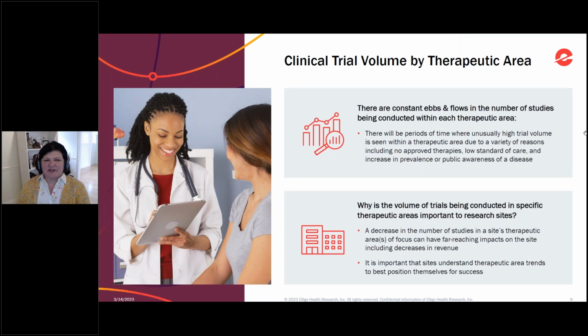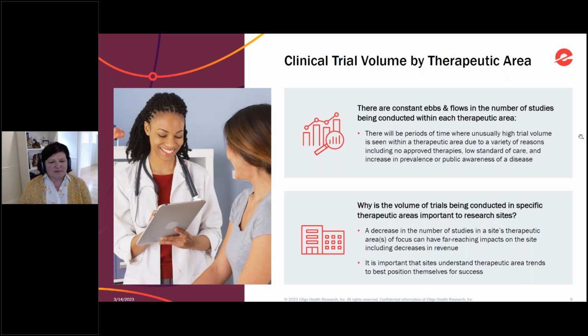So as we think about managing the volume by therapeutic area, I'm sure you've all seen that there are natural ebbs and flows in the number of studies being conducted within any therapeutic area. There's sometimes a high degree of interest or some sort of prevalence or public awareness of a disease like COVID, or sometimes things will wane due to maybe an approval, where there's a newly approved product out there that everybody is starting to take. So it's important to manage in your research practice how you can keep an even revenue stream and keep the number of trials constant so that you're busy all the time.